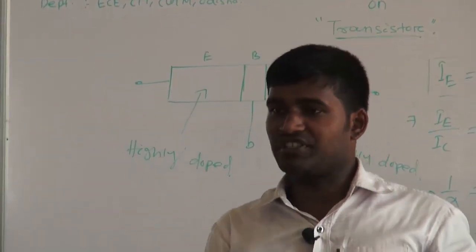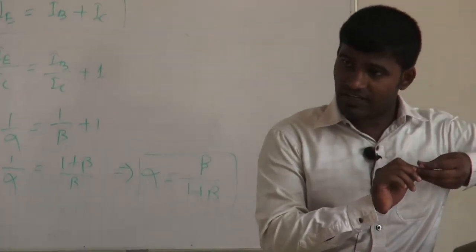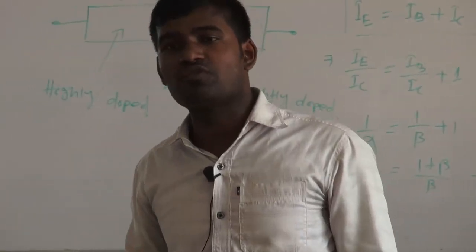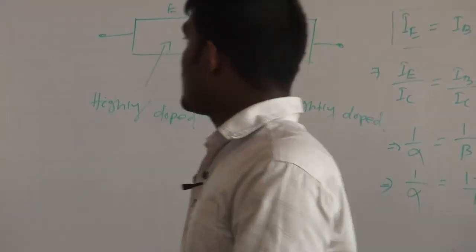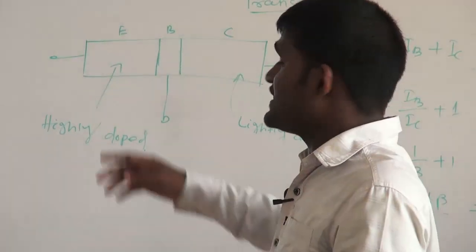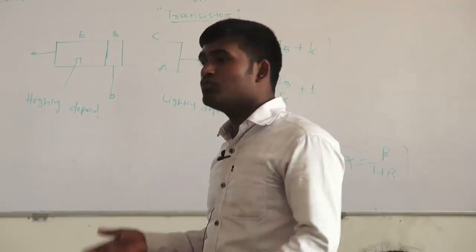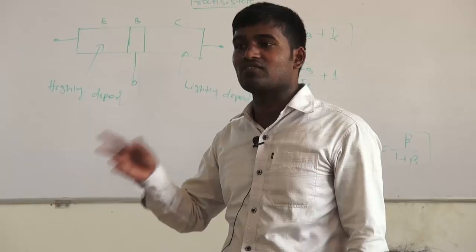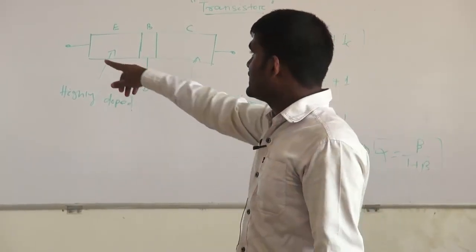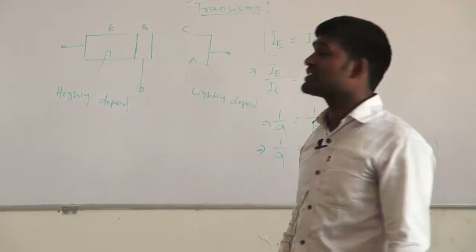A JFET and a BJT are both used as a switch and also as an amplifier. BJT is used as a switch and amplifier, and FET is also used as a switch and amplifier. Again, FET is divided into JFET and MOSFET. JFET is again divided into N channel JFET and P channel JFET. You know that N channel JFET is more preferable as compared to P channel because electrons have more mobility.